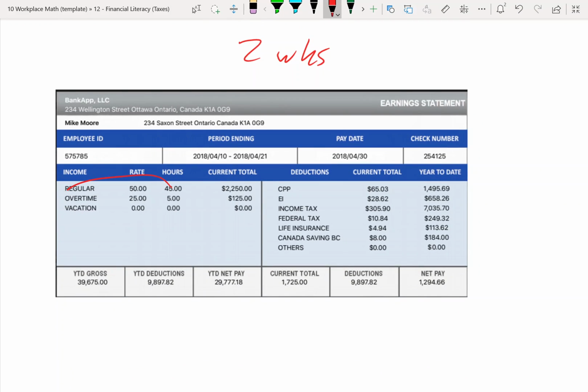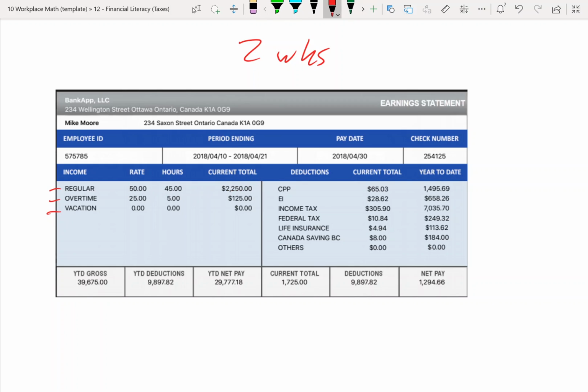Okay. On this box is your income, and it says here income. On this box is your deductions. So income is you making money. So there's usually going to be something like regular. Sometimes there'll be vacation. Here it says overtime. So regular, there's the hours he worked, 45 hours within that pay period. And then the rate is how much you get paid per hour. So basically, it's taking the rate times the hours, gave you the money.